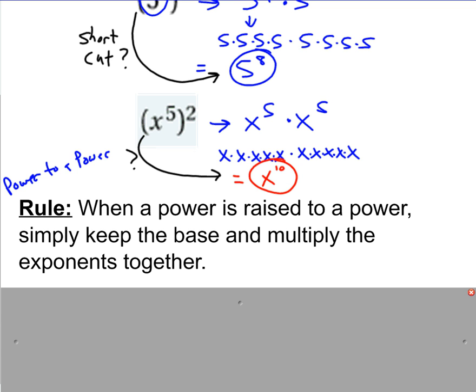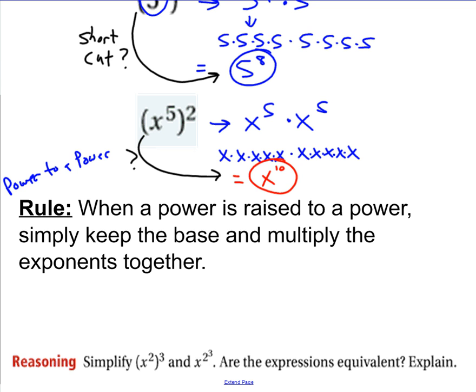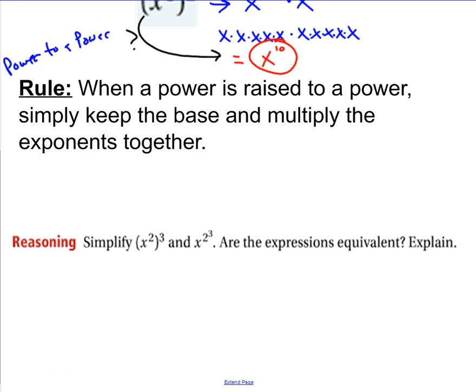Power to a power. So with that, I have another question for you. Think about this one. It says simplify x squared raised to the 3rd power, and x squared, where the 2 is raised to the 3rd power. So that's a weird one, where you have the exponent raised to an exponent. Are those 2 things equivalent? And explain. I'll show you the answer at the end, but we're going to go on to the last property.